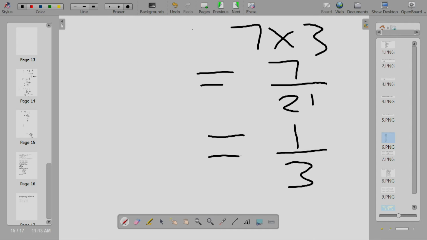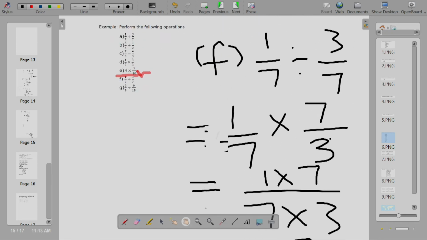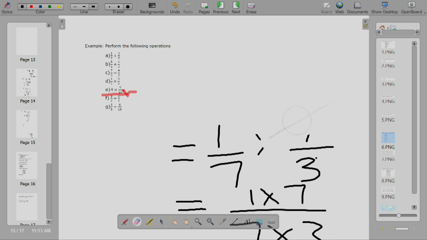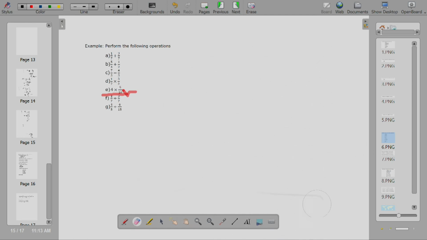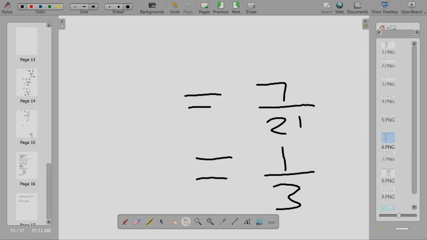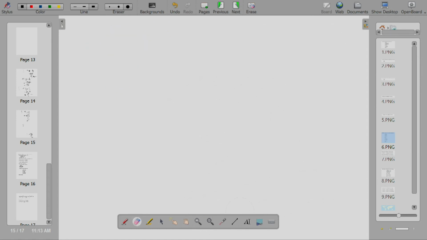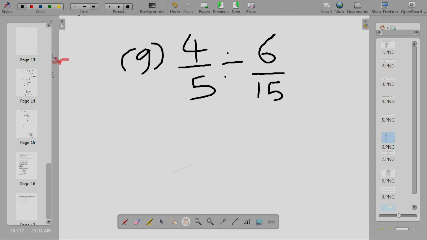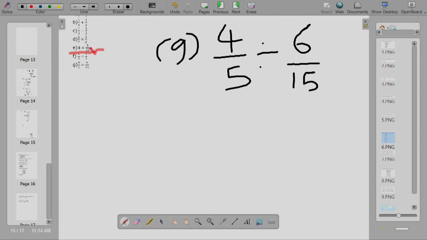Let's finish with the last one, which is Roman G, which requires us to divide 4 over 5 by 6 over 15. So it will be equal to 4 times 5.